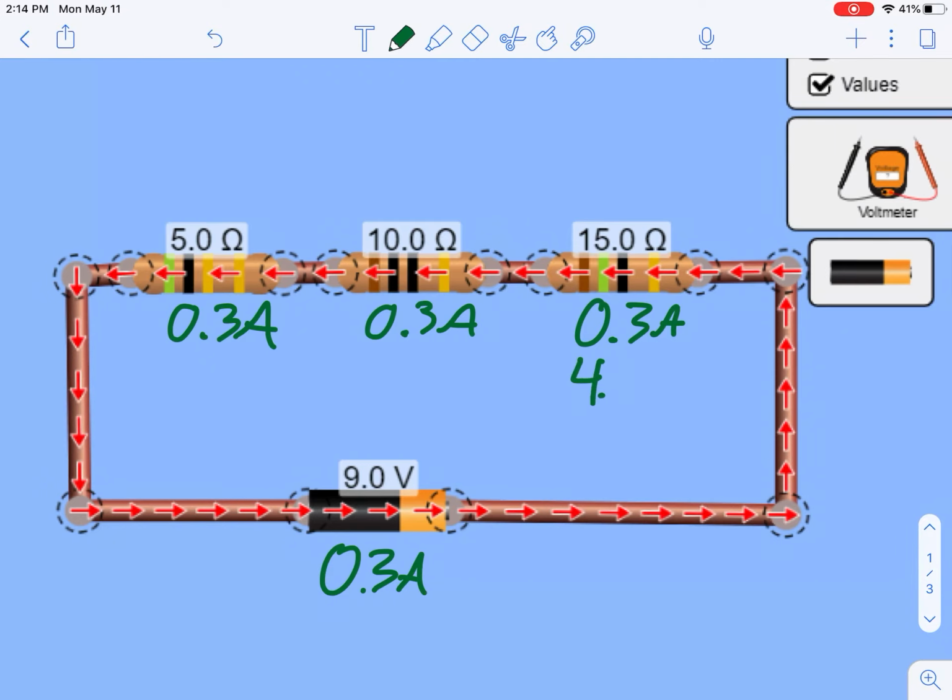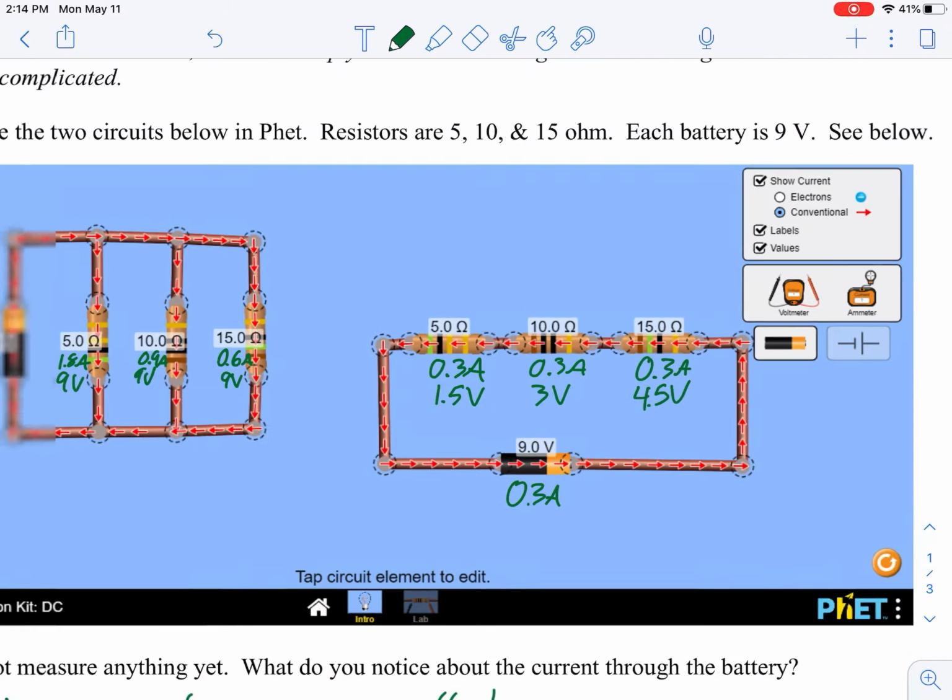So we have a 9-volt battery. I think we said this was 4.5 volts. Just double checking my math here. Yeah, this was 3 volts, and this was 1.5 volts. All right. So just double checking all my math here. All right. So that looks good.